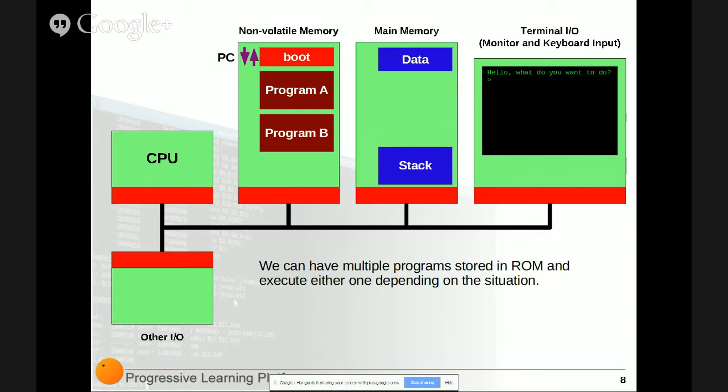Let's say the user wants to execute program A, so he types in program A.exe, whatever. The boot program will look at where program A is, jump to that memory location, and start executing. And when program A is done, hopefully, it gives back control to boot. And then, what do you see as the problem with doing it this way?